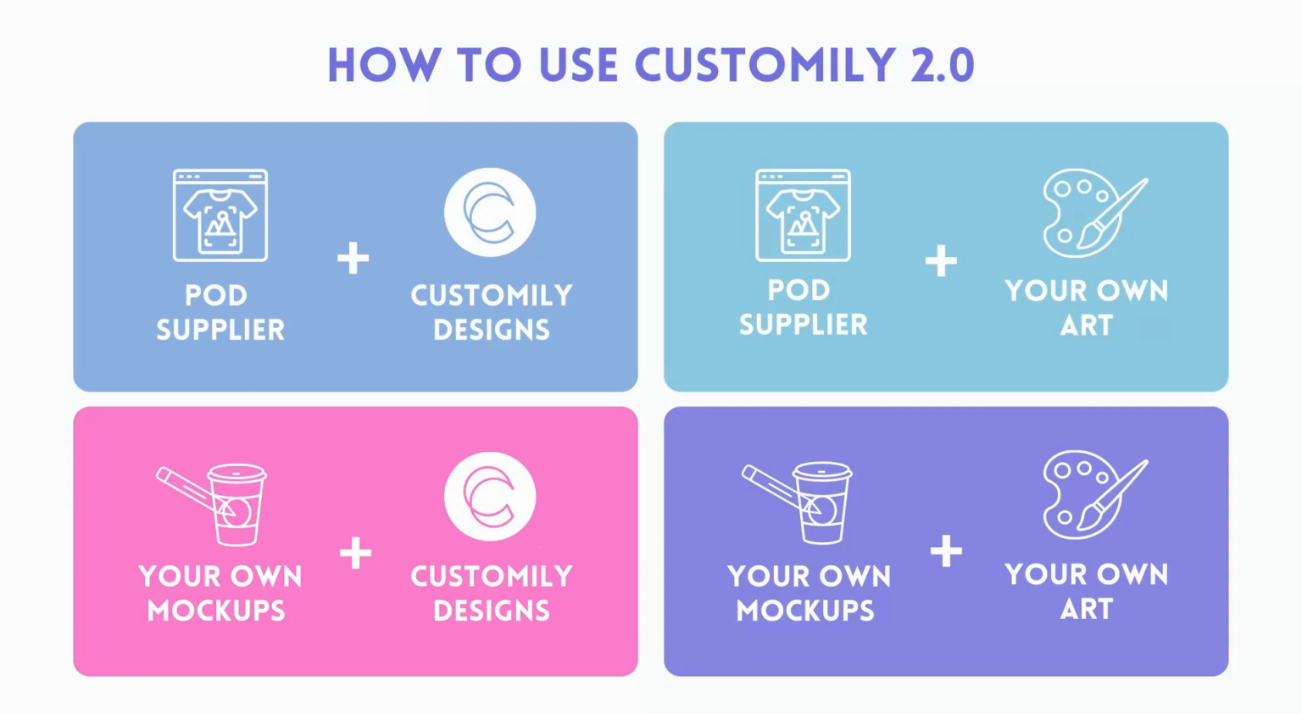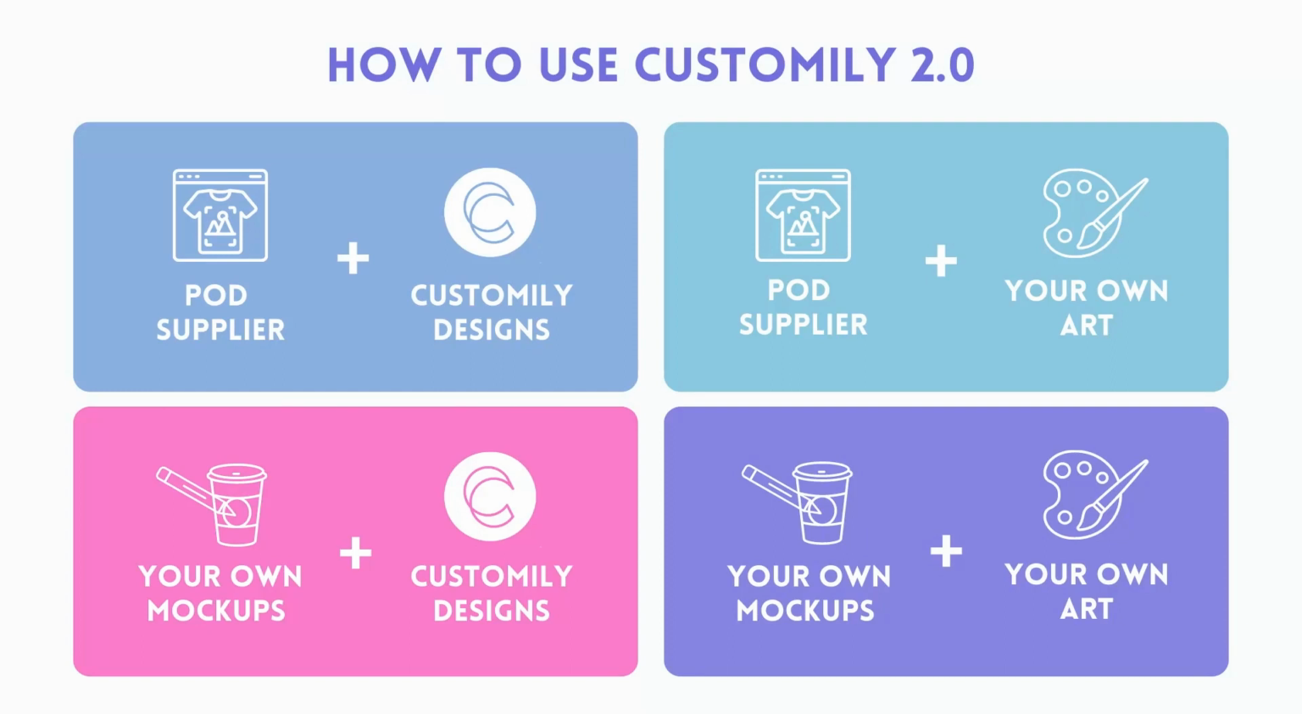You can work with a print-on-demand provider who has its own product catalog and add a design from Customily's library to it. This is the fastest path and the one that allows you to have published products ready to sell in minutes. Now you can work with the print-on-demand provider, but choose to add your own designs to their products. In this case, you will have to populate your design library before being able to publish products in your store.